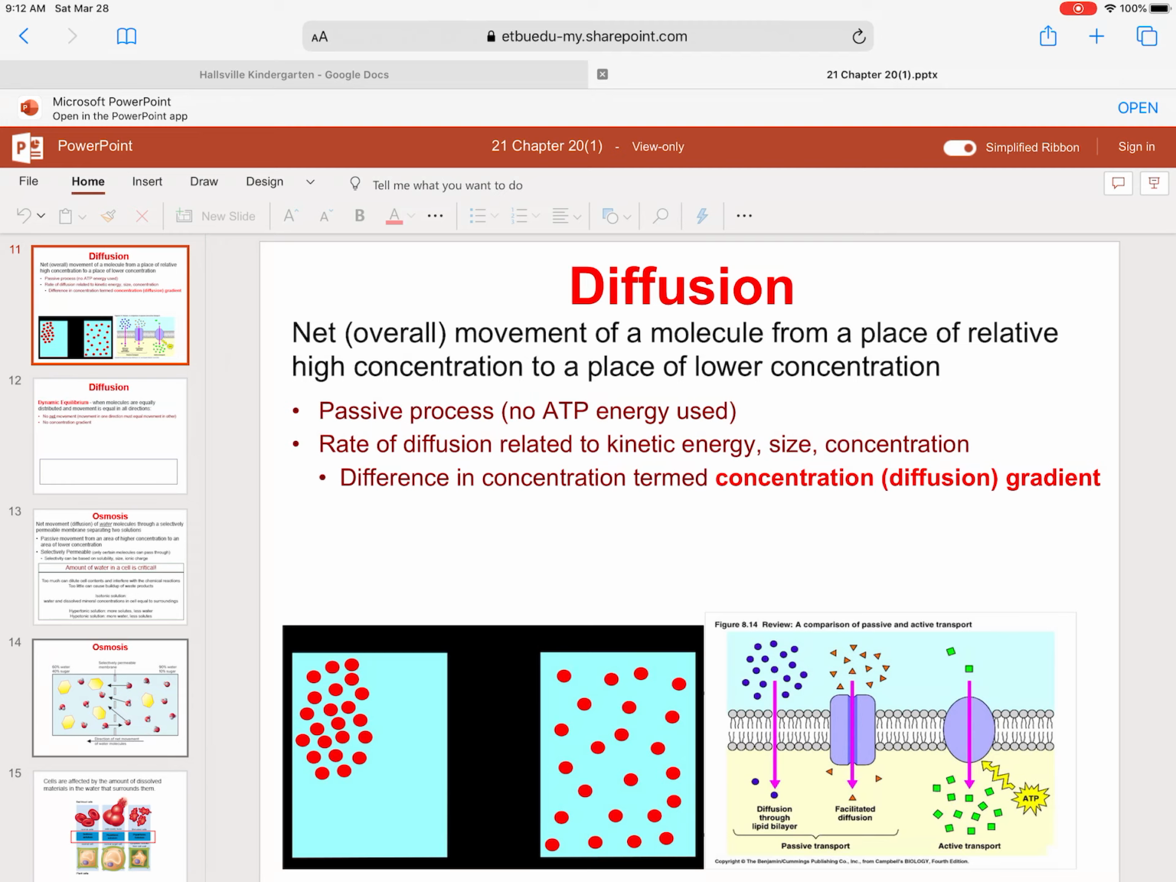And so you can see here in the bottom right-hand image, the blue dots. There are a lot outside the cell and only a few on the inside of the cell. So they're going to want to move across the membrane, going down the slide, so that there's an even number of blue dots on one side as there is on the other. Okay, so that's diffusion.